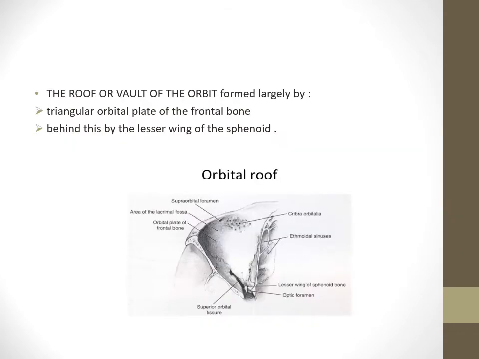First is the roof or vault of the orbit. It is formed largely by the triangular orbital plate of the frontal bone, and behind this by the lesser wing of the sphenoid.